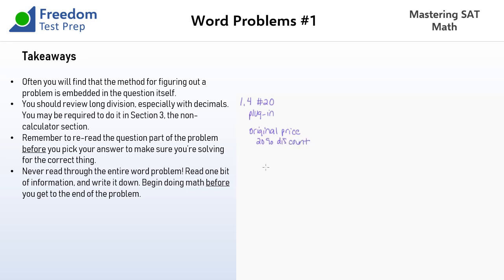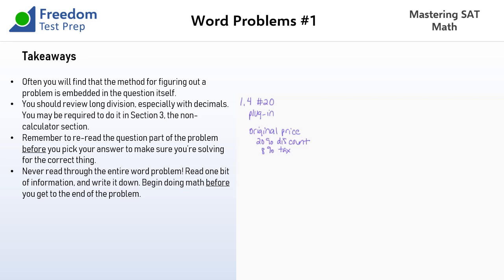Okay, now it says the total amount she paid to the cashier was P dollars, including an 8% sales tax on the discounted price. So we add to that 8% tax, and then we'll have a total. And then the question says, which of the following represents the original price of the computer in terms of P? So let me tell you why I love this problem.